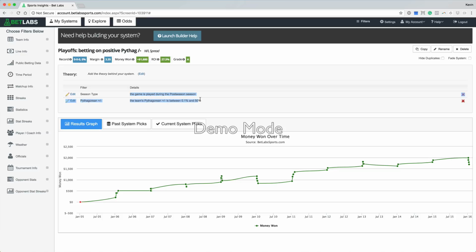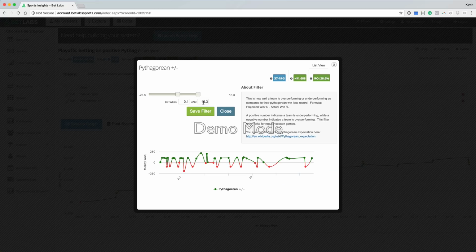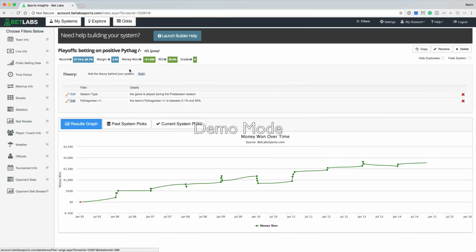And this game was played during the postseason, and it's for NFL spread betting. So if they have a positive Pythagorean theorem, you can see here, actually it's not showing the record properly. Let me just refresh it here. So the max here is 16.3, but just to make sure that I get everyone in there, I'll set it to 50. And there we go. The record is pulled up now.